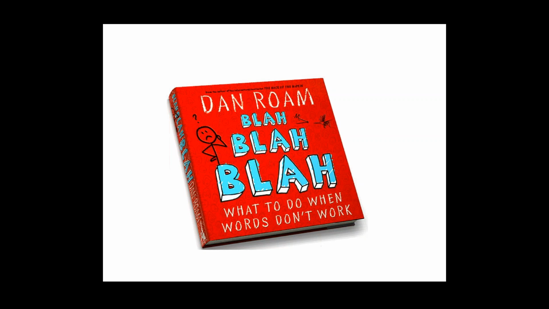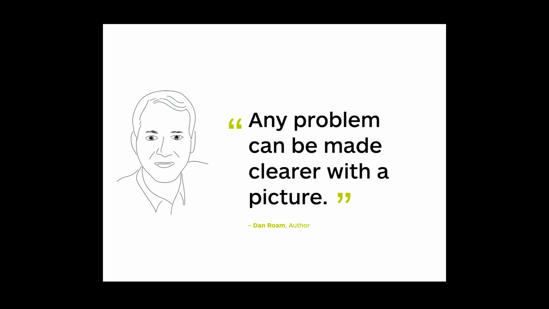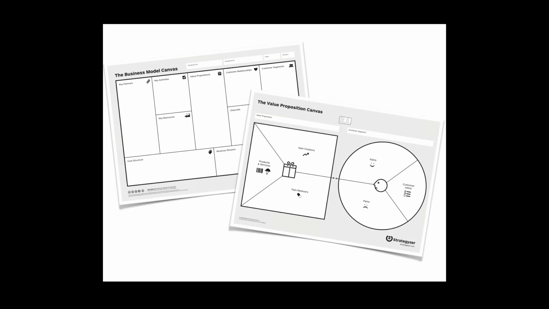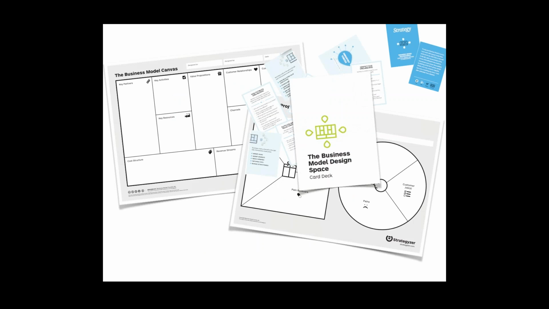Dan Roam is famous for having said, any problem can be made clearer with a picture. And so as business designers, we really seek to use business tools that create the picture and the visual image of how we are creating value for our customers and how we're creating value for our businesses. The business model canvas is what we use to figure out how we're creating value for our business. The value proposition canvas tells us how we deliver value to our customers. And we have a whole series of tools here that allow us to map out the environment that our business model exists within, right?